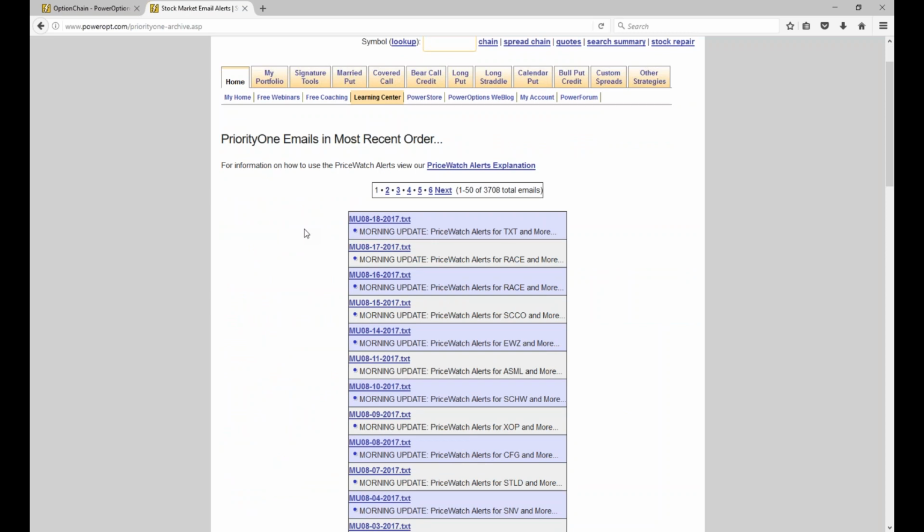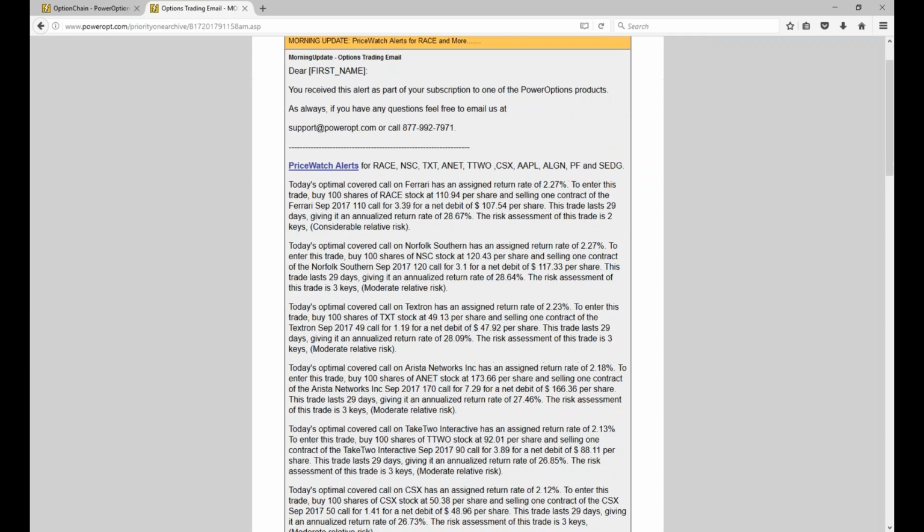This is a feature that is sent out to our trial members and subscribers. And it's run by a third party that we sort of partner with. They take their covered call criteria, put it into our patented covered call search, and every morning they send out the top few covered calls, the PriceWatch Alerts, showing covered calls for different securities.